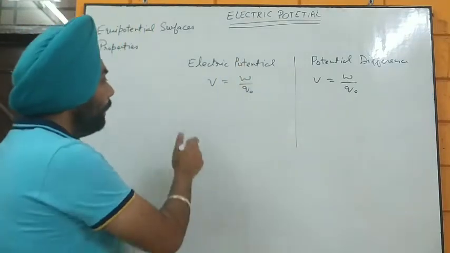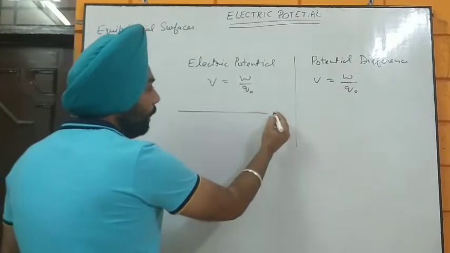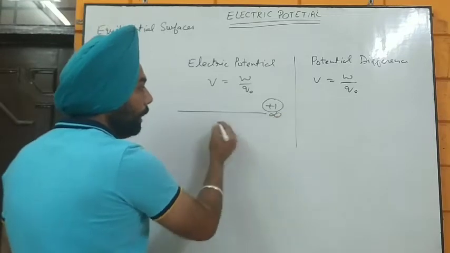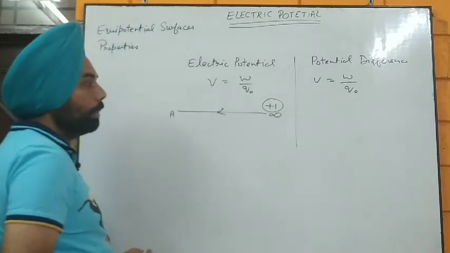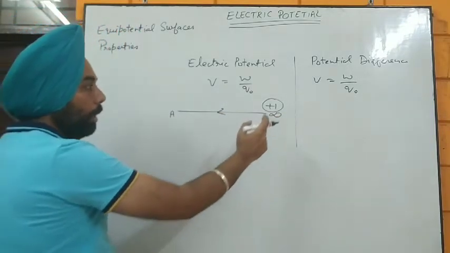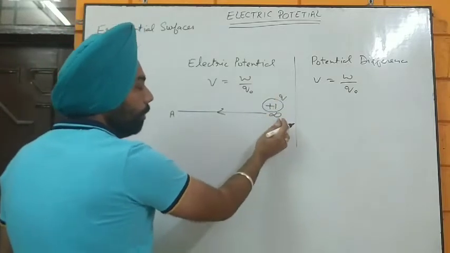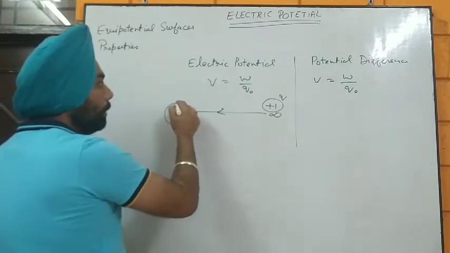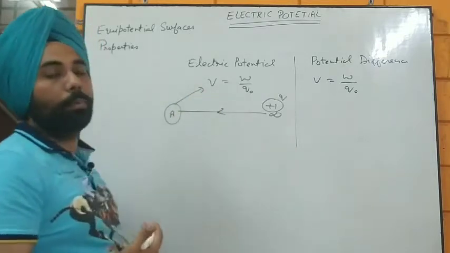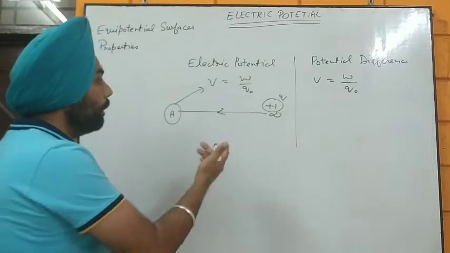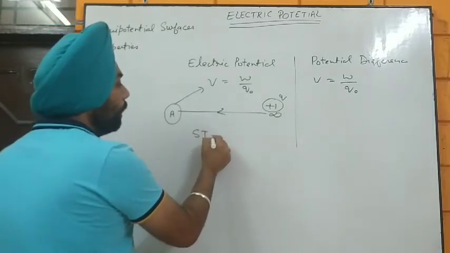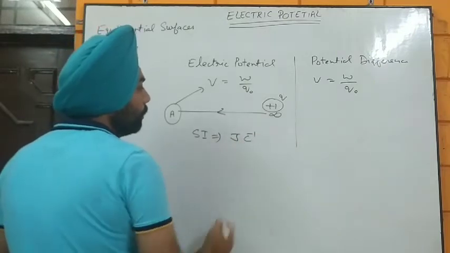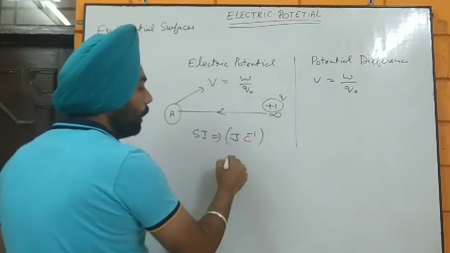Now, what is the difference between electric potential and potential difference? If we bring a positive 1 unit charge from infinity to a particular point, then at that point there is going to be electric potential. Obviously, the units are very simple. SI units, because of work, joule, because of charge, coulomb, so joule per coulomb, commonly known as volt.